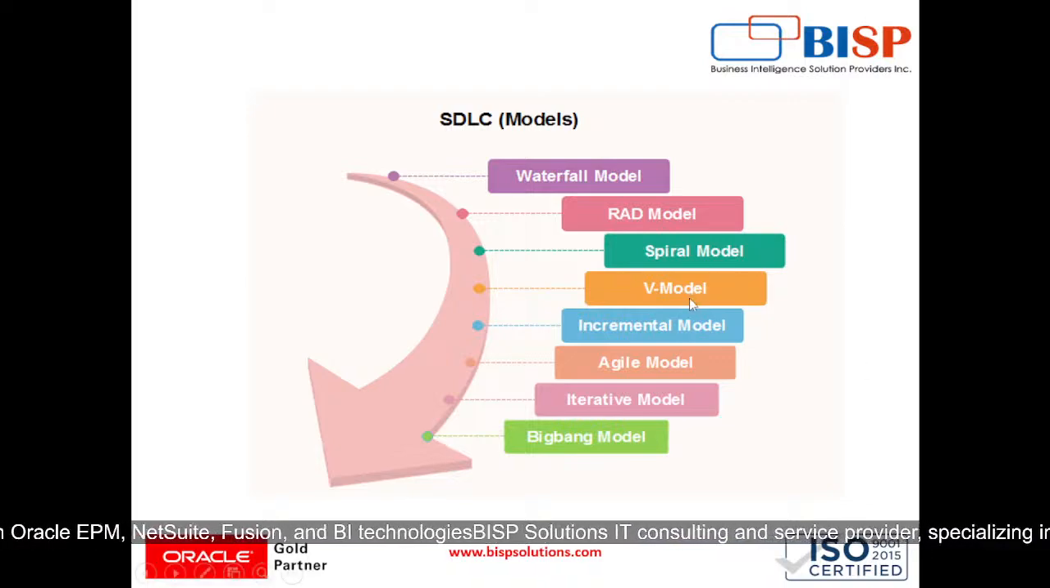Then the V model is validation and verification. So testing is planned parallel to development phases, ensuring early validation. The limitations of the V model are that it is highly rigid and does not support changes after the testing phase starts, and it can be time consuming for small or simple projects. Then comes our iterative model. In the iterative model, the project is developed in cycles, gradually improving upon previous versions.